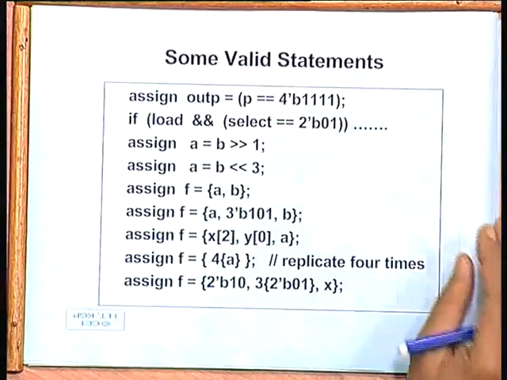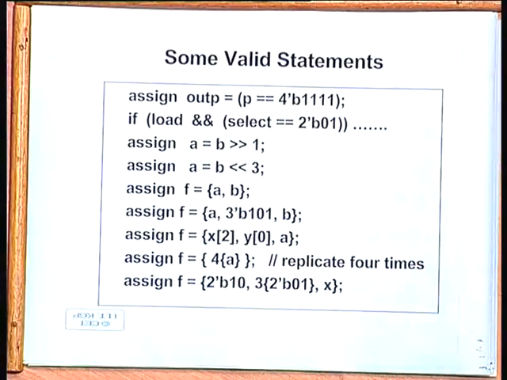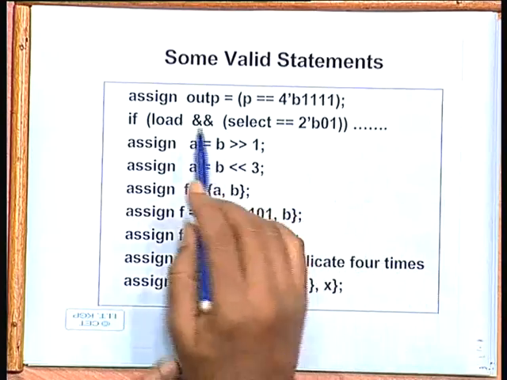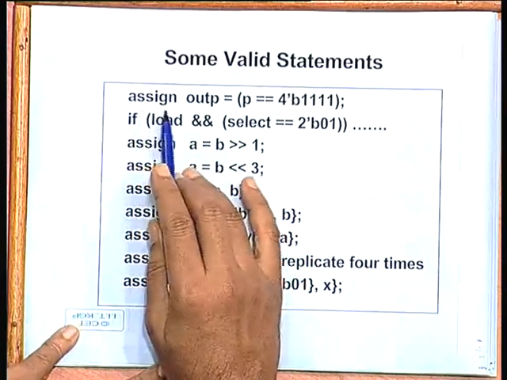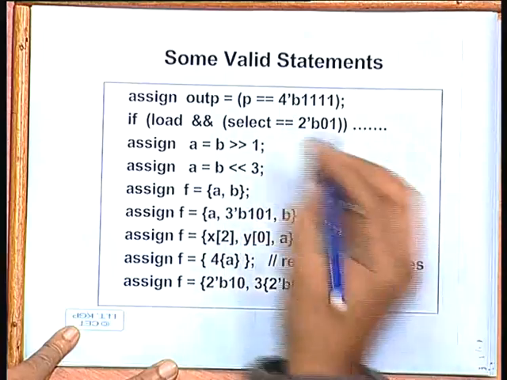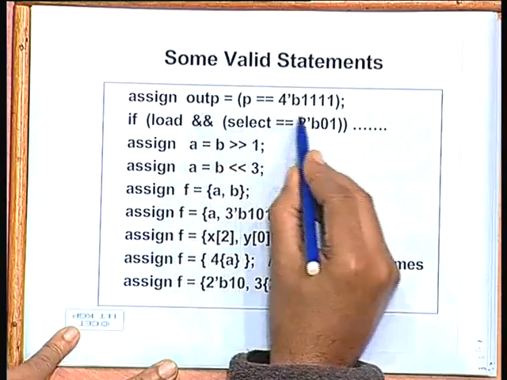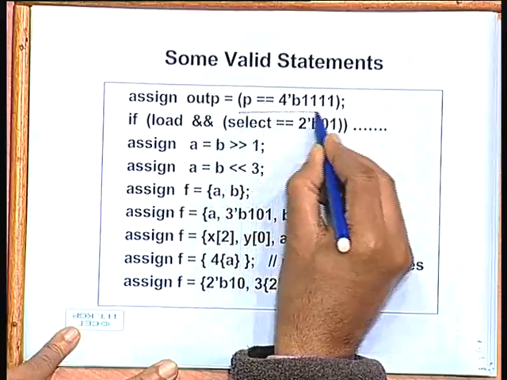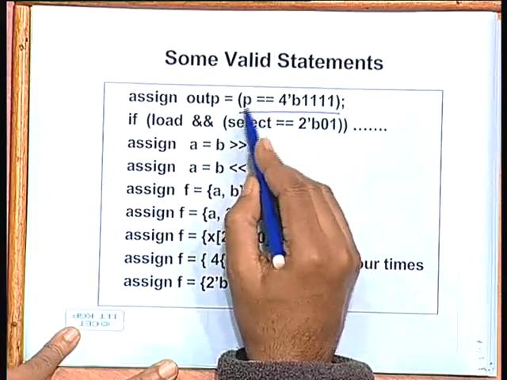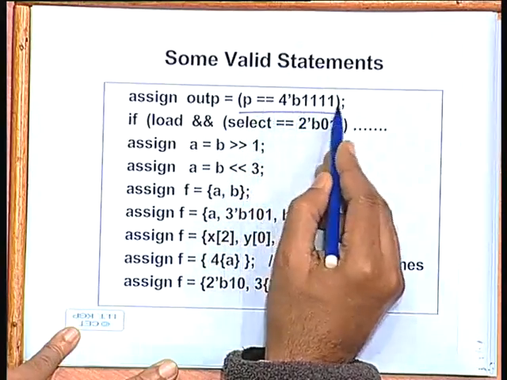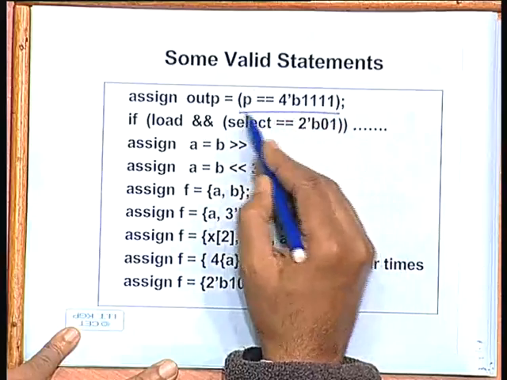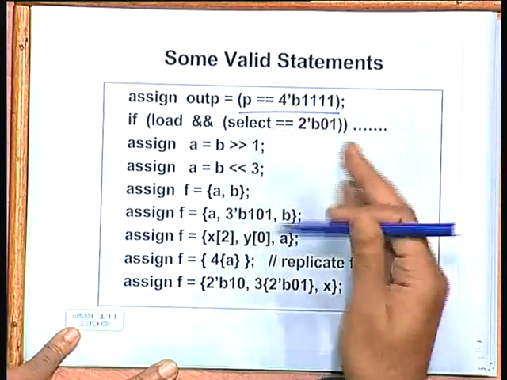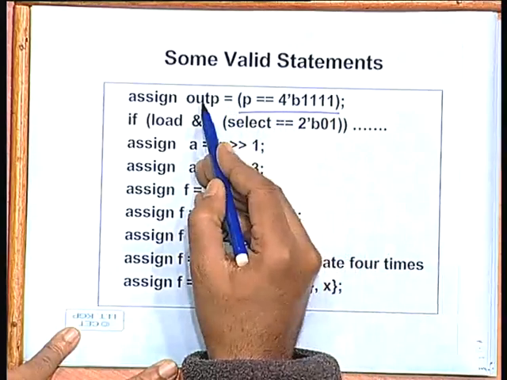So just one last slide to show some more examples of assignments. See, here you can do an assignment like this. This is very much like what you can do in C. The right hand side compares if P is equal to the 4-bit combination 1 1 1 1. This is a relational expression. This can evaluate to either 0 or 1. This will be assigned to out P.